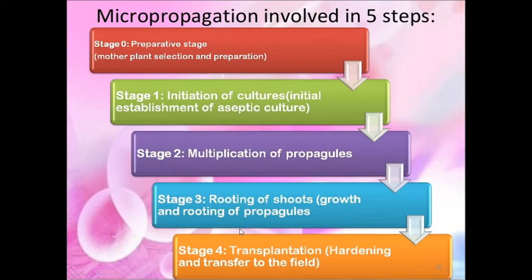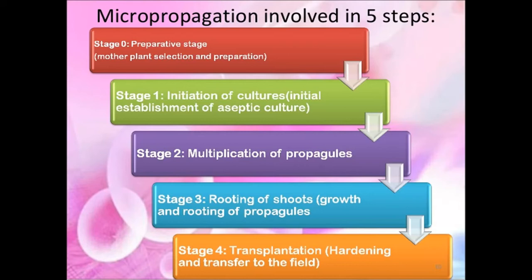Now the steps involved in micropropagation. See, here are the 5 steps involved in micropropagation: stage 0, then stage 1, stage 2, stage 3 and stage 4. Stage 0 is the preparative stage, that is the mother plant selection and preparation, where we should select the mother plant under controlled conditions.